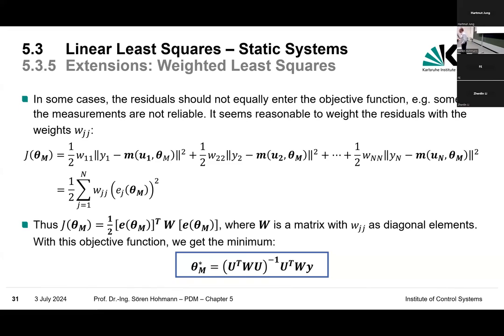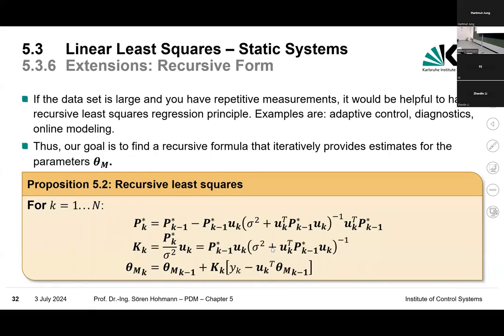This will not work. So the idea is: is it possible to make the estimation online, while data comes in? Can we have rough estimates beforehand? And the answer is yes, it's possible, and the result is given on the next slide, which is given here.